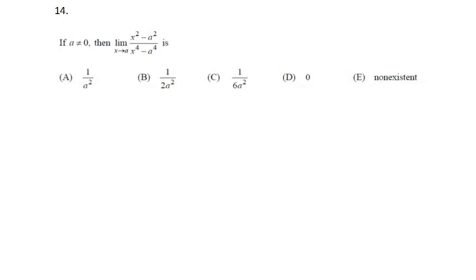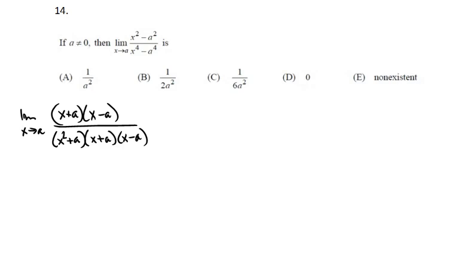In problem 14, we have the limit as x approaches a, so it's not a number there, of x squared minus a squared over x to the 4th minus a to the 4th. So I think we want to factor. And the numerator factors would be x plus a, x minus a. The denominator would be x squared plus a minus x squared times x squared minus a. But the x squared minus a can be then factored to be x plus a, x minus a. And you can see we'll get some cancellation.